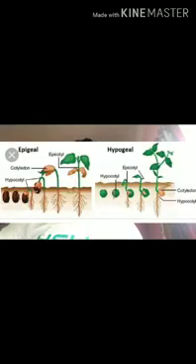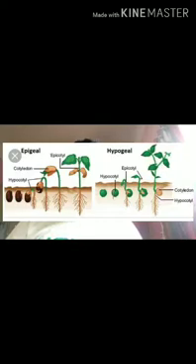Whereas in the case of hypogeal germination, the epicotyl elongates and the cotyledons remain underground. For example, pea and maize. These are the examples where you can find this kind of hypogeal germination. So the epicotyl elongates, but the cotyledons remain underground and never come out from the ground level. That is called hypogeal germination.